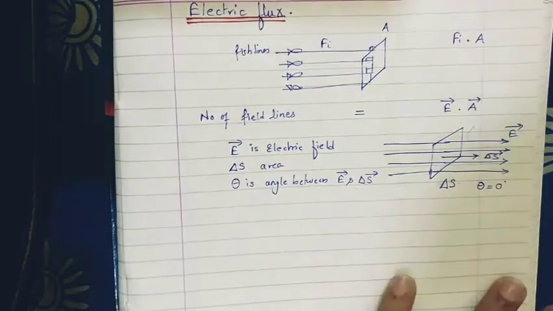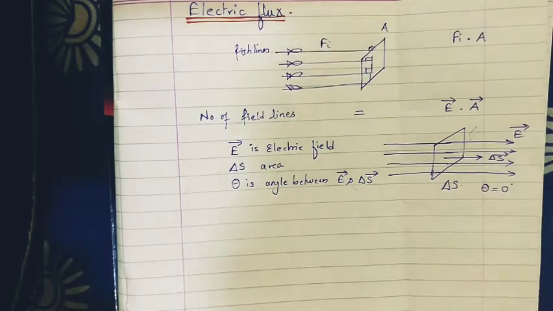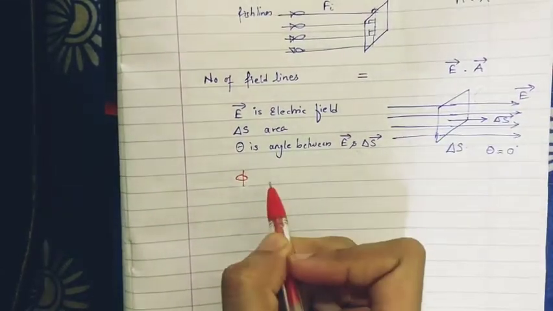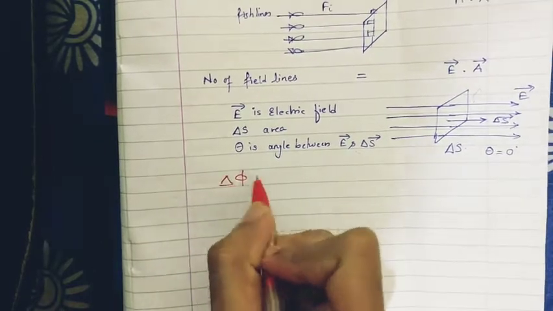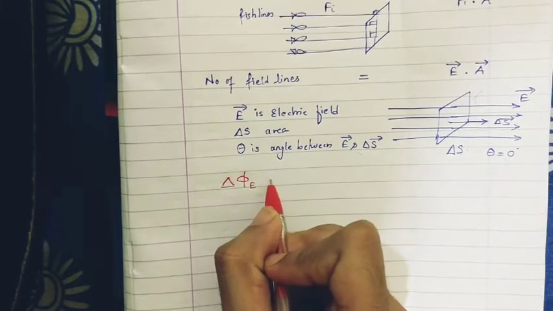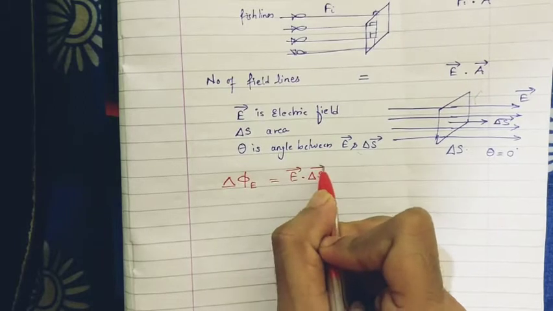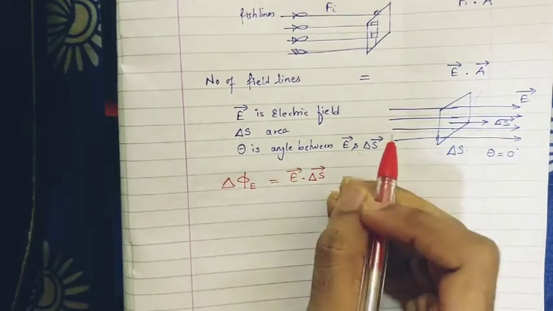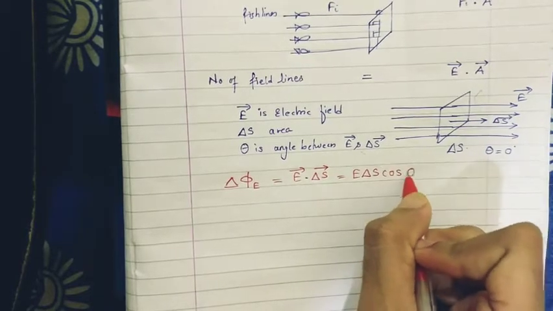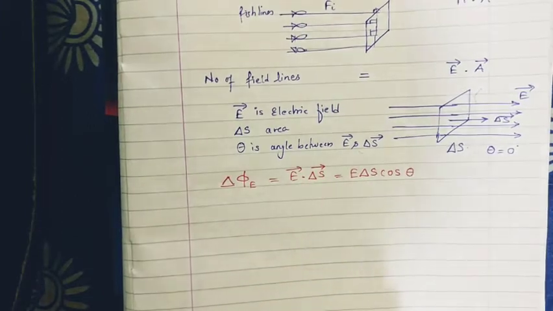So what is going to be the formula over here? The flux will be given by, let's denote the flux by phi. This is the denotation for the flux. So delta phi, electric flux, is equal to E dot delta S, that is the dot product of these two vectors, which can also be written as E delta S cos theta, where theta is the angle between this electric field vector and the area vector.